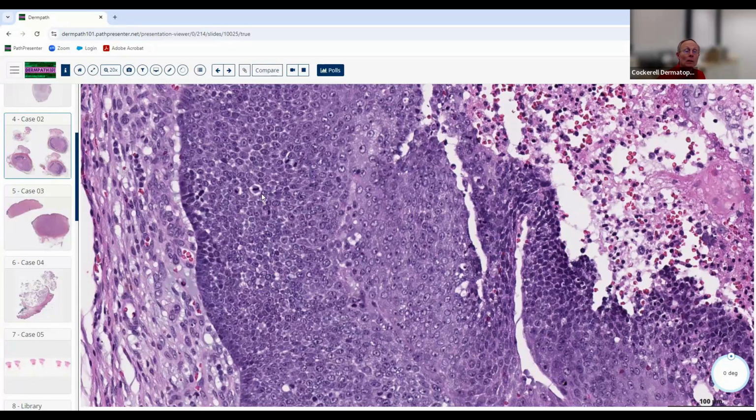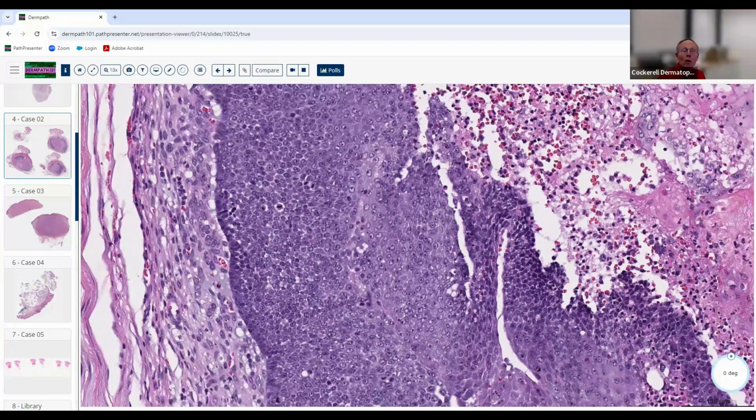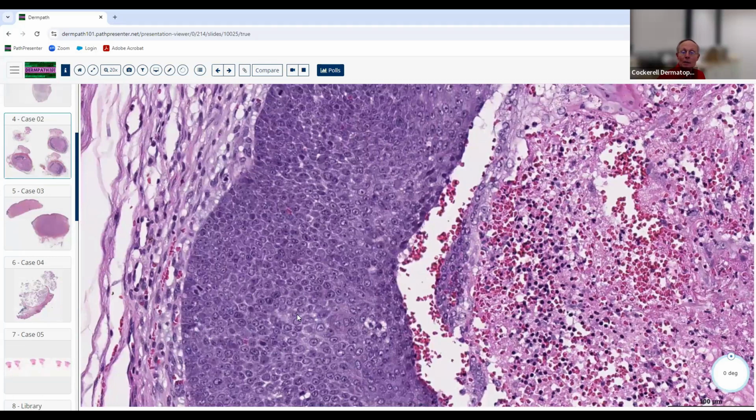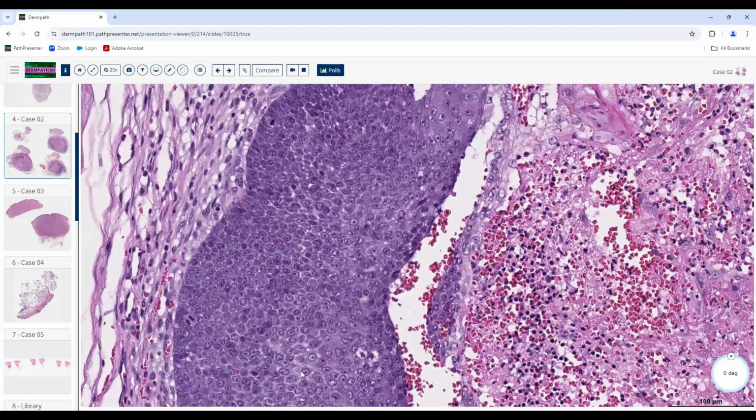And so we look here. What am I pointing to right there? Is that a mitosis? Yeah. Okay. So are you going to see a couple of mitoses in here? Is that going to make you automatically think it's malignant? No, I don't think so.